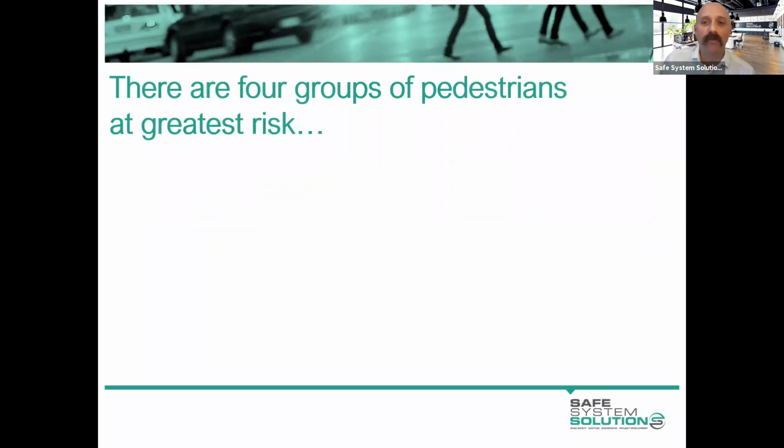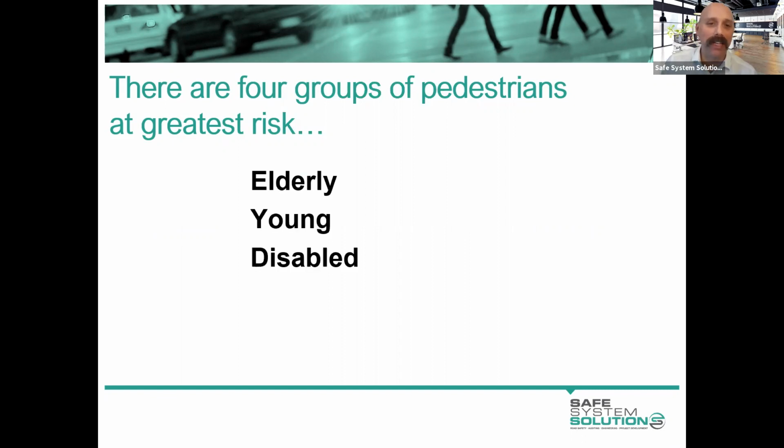The 4 groups of pedestrians at the greatest risk: the elderly, the young, the disabled, and the intoxicated. And we know from a pure numbers perspective, in terms of the quantum of people killed and seriously injured, our intoxicated pedestrians are ahead in that. There's quite a large amount of intoxicated pedestrian fatality and serious injury across Australia and New Zealand.